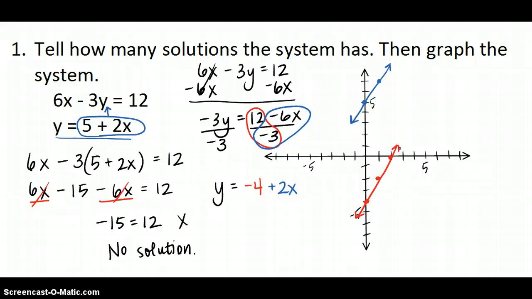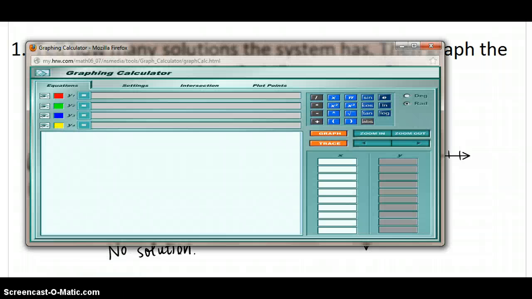Remember, if you have your calculator and you learned how to graph on your calculator this week, you can use that. So if I bring up our computer calculator, you could have plugged in your equations here. So we had y equals 5 plus 2x. Our second equation, which we still have to solve for y no matter what, so even if you want to use your calculator, you have to get the y by itself.